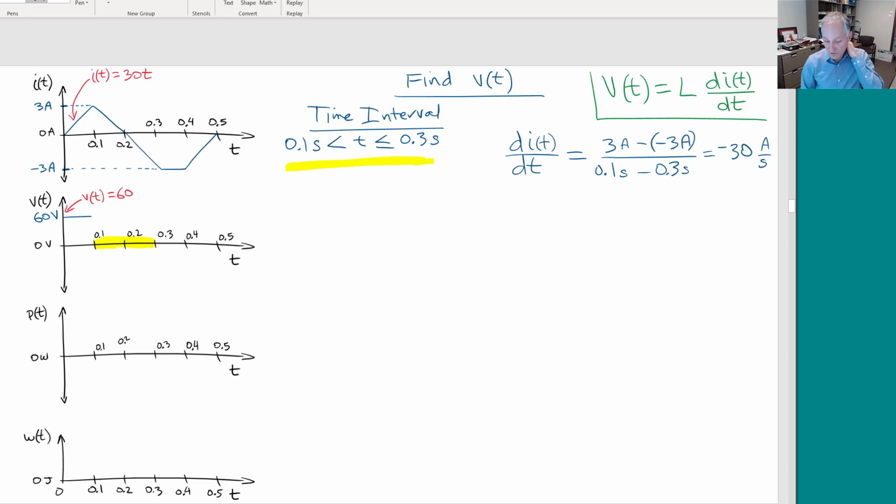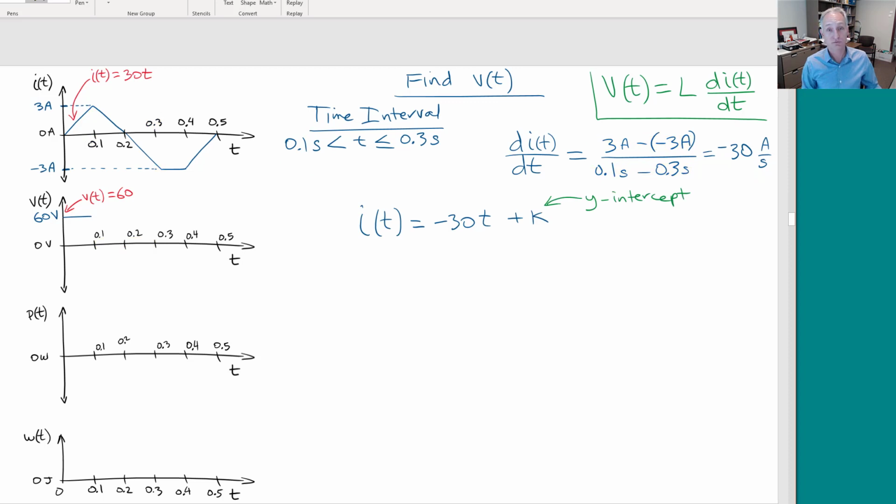So now, what's di/dt? This is the rise. We're starting off at 3 amps and ending off at minus 3 amps, so that's what we have on the top. And on the bottom, we're going from 0.1 seconds to 0.3 seconds. That works out to minus 30.